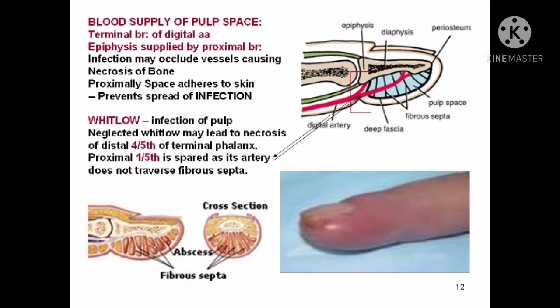Whitlow is a condition in which there is infection of the pulp. If neglected, whitlow may lead to necrosis of the distal four-fifths of the terminal phalanx. The proximal one-fifth is spared and not necrosed, as its artery does not traverse the fibrous septa and is not occluded.